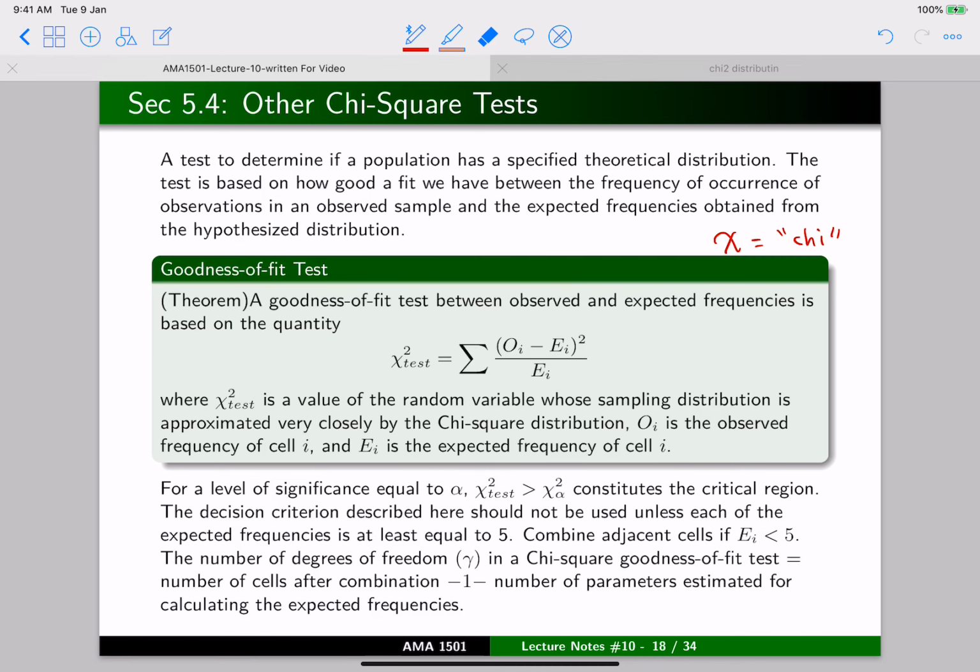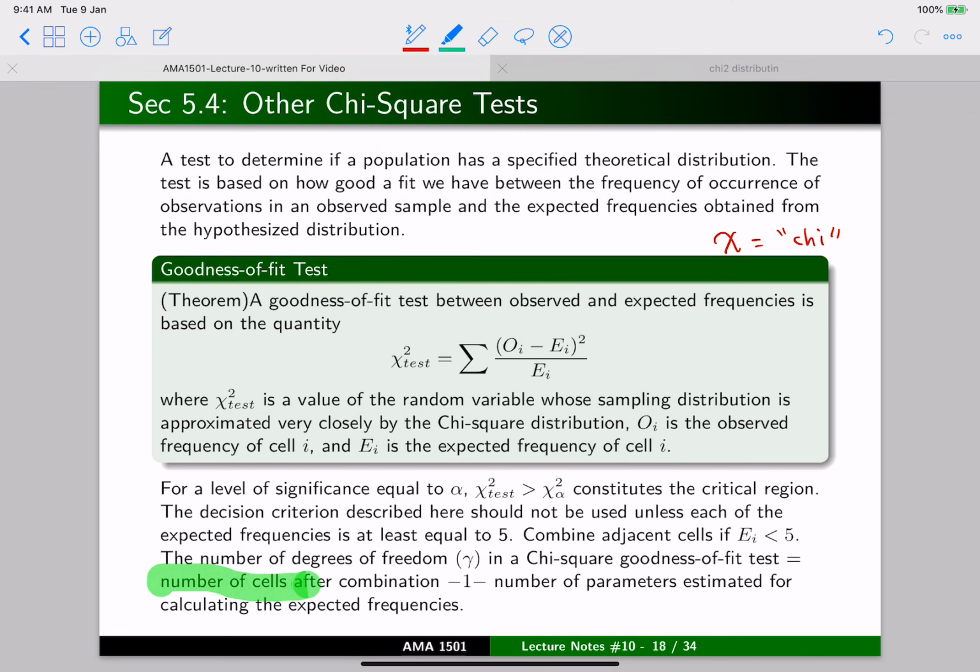For level of significance alpha, the chi-square test statistic must be greater than chi-square alpha. This will constitute the critical region for which we will reject the null hypothesis. You should have at least 5 observed frequencies in each cell.